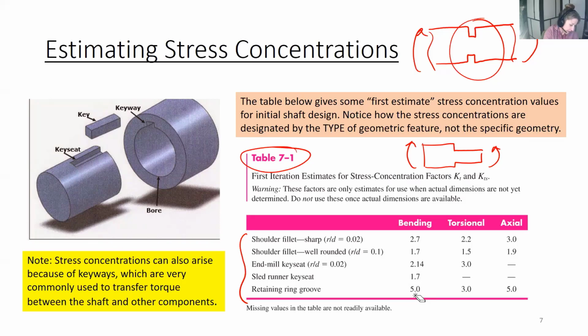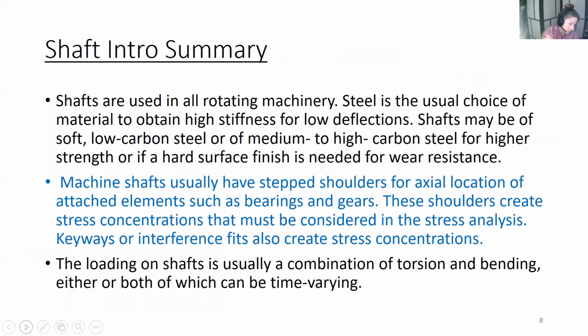Yes, so okay, I said that needs to go in your analysis tool. So, short info on shafts, because we're going to dive into fatigue, but a little summary here. Shafts are used in all rotating machinery. Steel is usually the choice of material to obtain high stiffness for low deflections. Shafts may be of soft, low carbon steel, or medium to high carbon steel for higher strength, or if a really hard surface finish is needed for wear resistance.